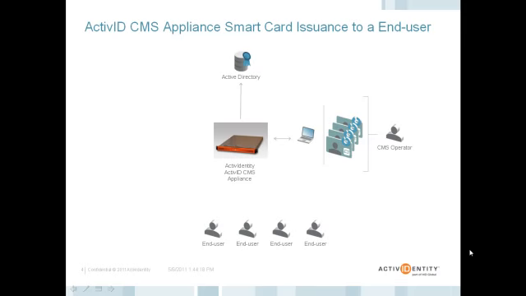The CMS appliance is now fully configured, and the operators are set up and able to issue cards to end users. There are 2 models under which that can happen. The first is referred to as self-issuance. Here, the end user is provided with a blank card, and they use the self-service portal to self-issue their own card. We saw this model already, where the CMS operator issued his initial card in order to bootstrap the system.